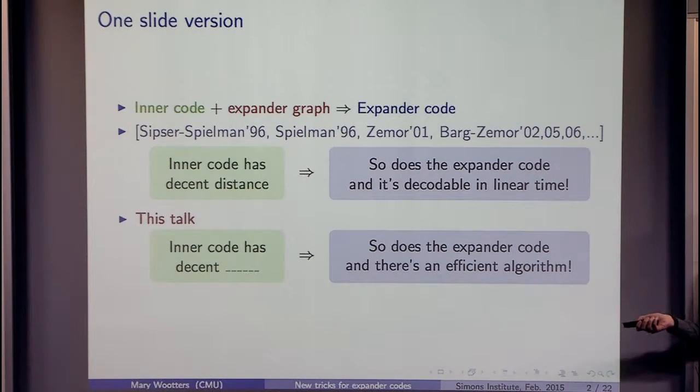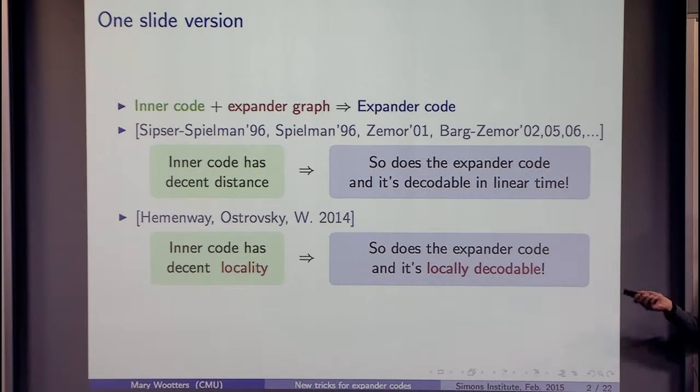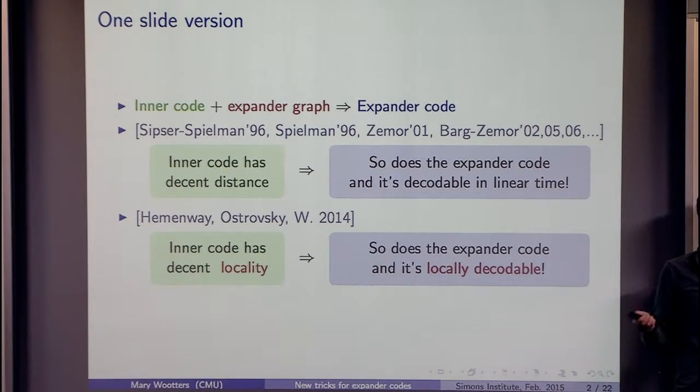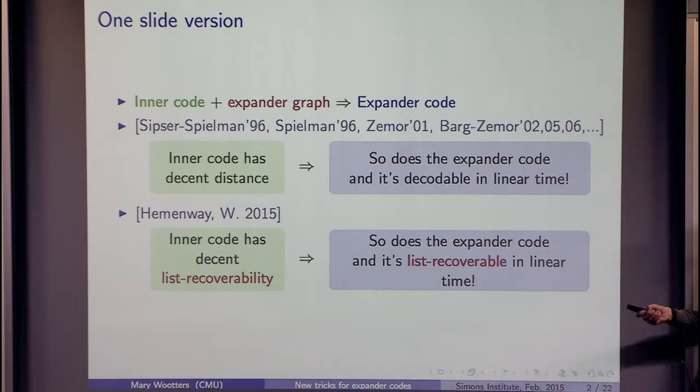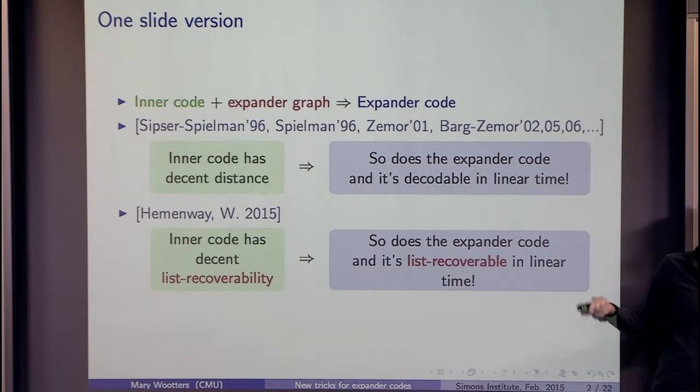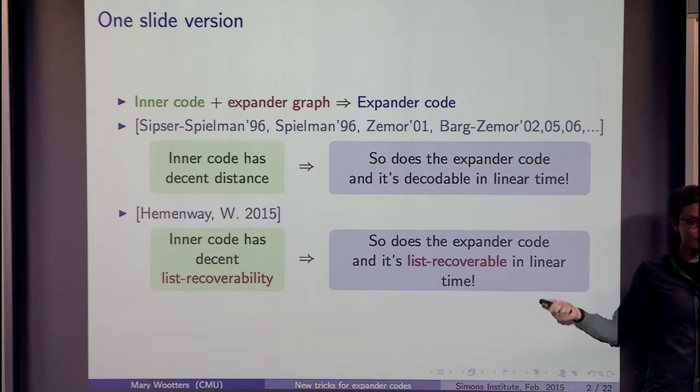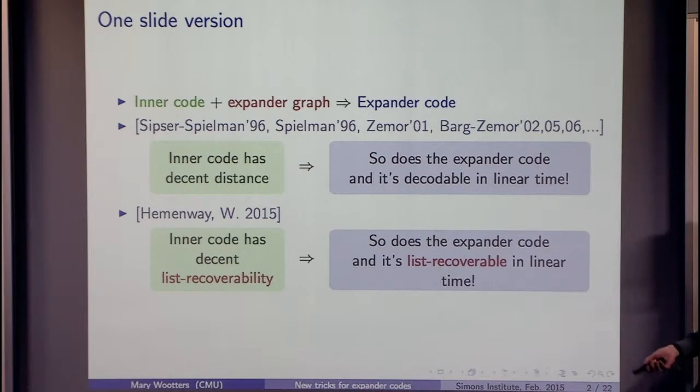The two examples that I'll give: one is about locally correctable codes, so I'll show that if the inner code has decent locality, and I need to define decent, then so does the expander code, and it's locally decodable, actually locally correctable. Which is to say, I can correct it in sublinear time, so that's efficient. The next example is that if the inner code has decent list recoverability, which I will also define in a minute, then so does the expander code, and it's list recoverable in linear time. So those are my two punchlines.